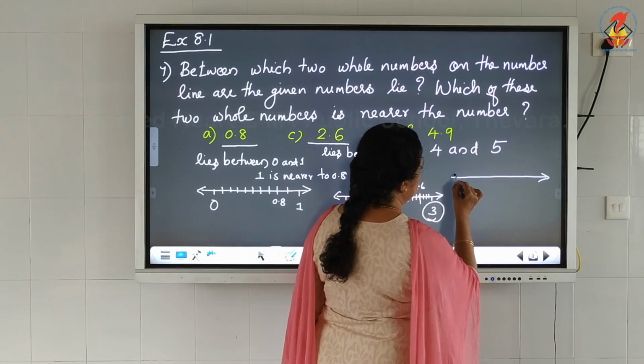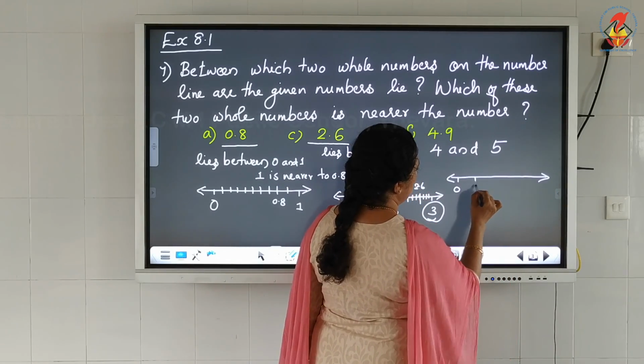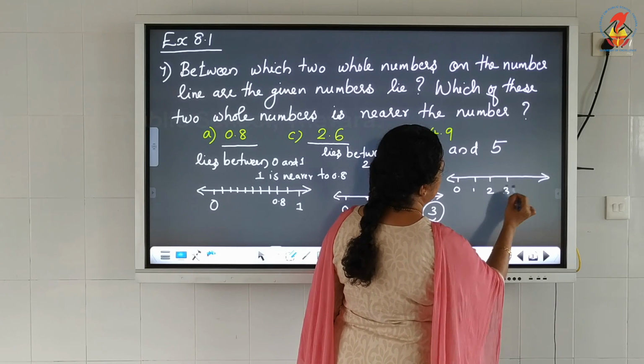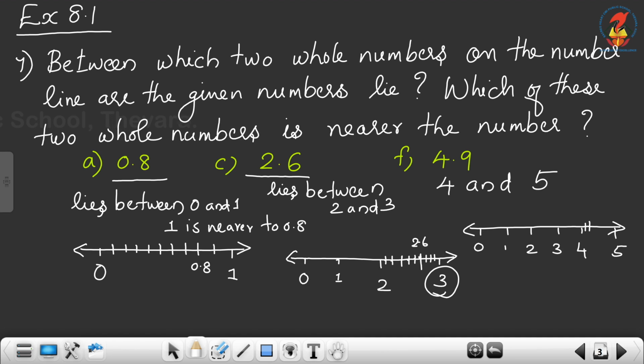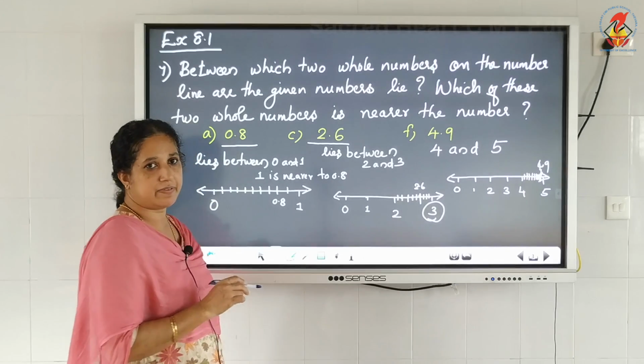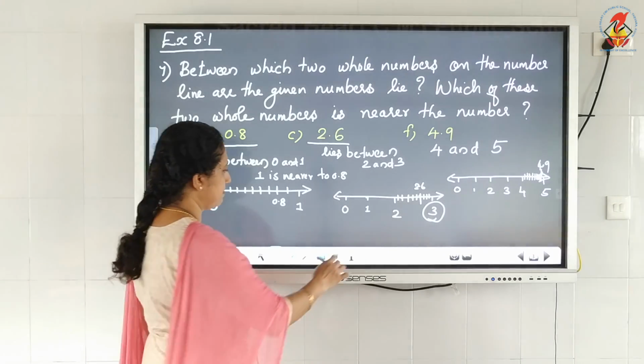Suppose you draw the number line and we have 0, 1, 2, 3, then 4 and 5. The distance between 4 and 5 should be divided into 10 equal parts: 1, 2, 3, 4, 5, 6, 7, 8, 9, 10 parts. And 4.9 means the ninth part. So this ninth part will represent 4.9, and 4.9 is more close to which whole number? 5. So we can say that 5 is nearer to 4.9.